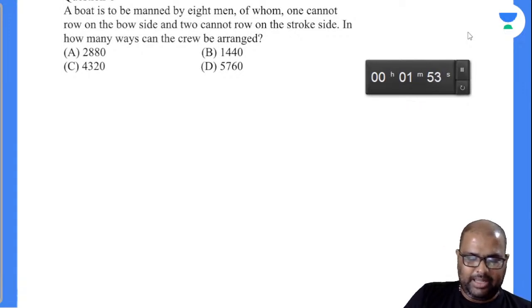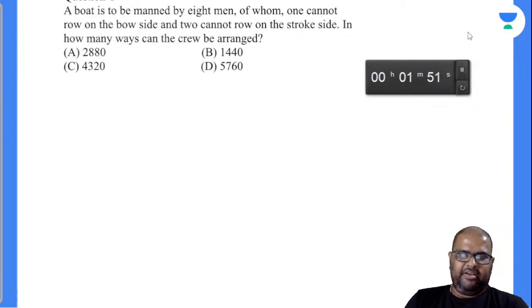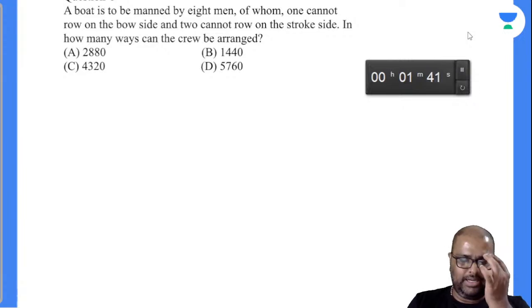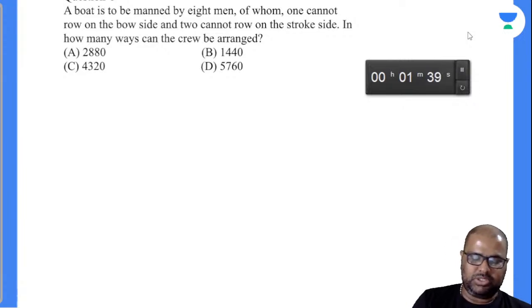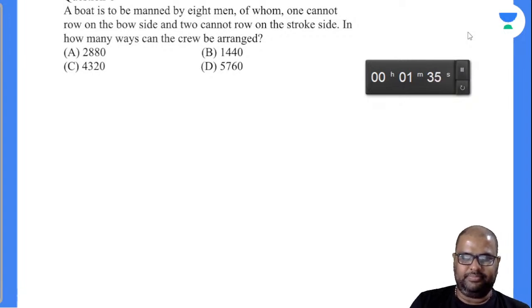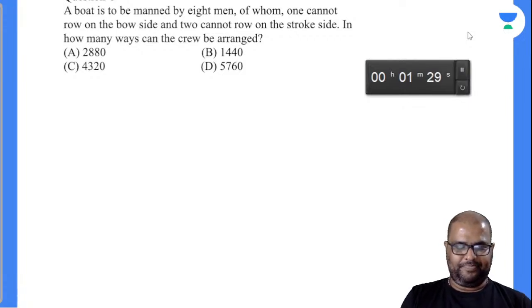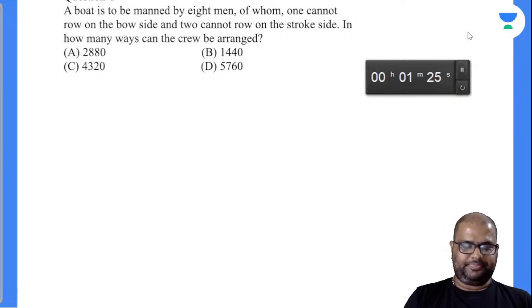Raghav, in circular table arrangement the first person should be arranged in one way and the remaining in n minus 1 ways on a circular table. 4 factorial whole square. It's not 5 factorial whole square. Yes. Don't jump to conclusions immediately.